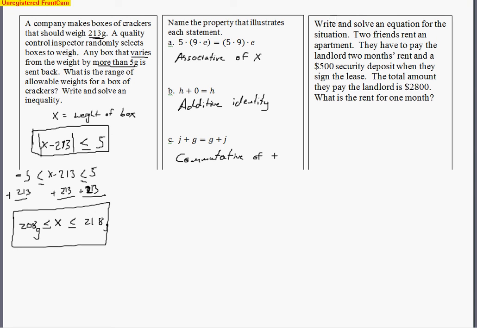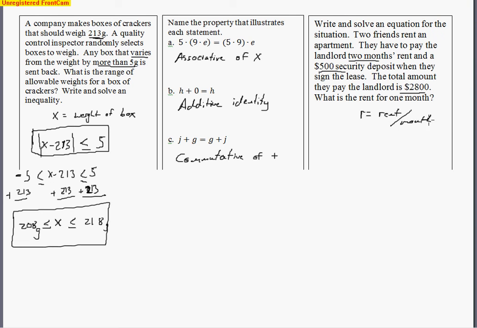So looking at the next or last problem, it says write and solve an equation for the situation. 2 friends rent an apartment. They have to pay the landlord 2 months rent and a $500 deposit. And so when they sign the lease, the total amount they pay the landlord is $2,800. And so here's some information that's important to us. We want to find what is rent for 1 month. Let's call R equals rent per month.